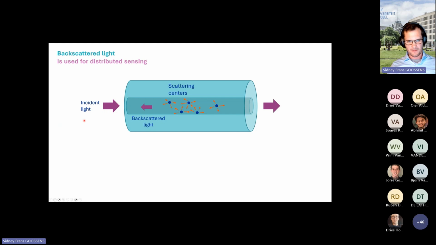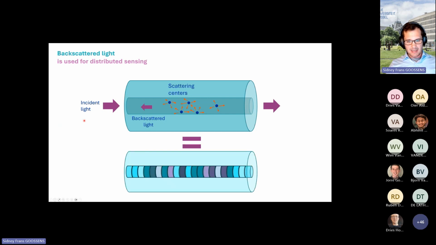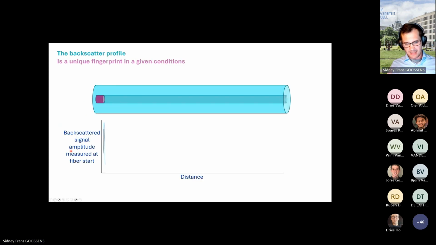Now we can see this as an optical fiber, or we can use that at different locations along the length of the optical fiber, where every small part of the fiber will be reflecting a little bit of light, and that will be, in this case, our sensor signal. Now, how does that work?